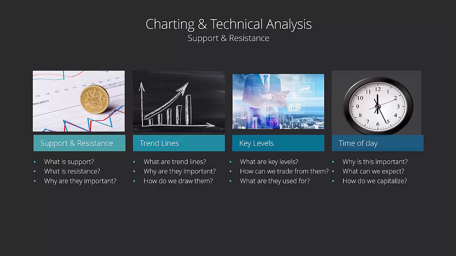And we're going to run through each one in detail. So the first one is support and resistance. So we look at what is support, what is resistance, and why that is important. Secondly, trend lines. What are trend lines? How they're important, and how can we draw them on our chart? Now, three, key levels. A little bit different from support and resistance. I'll explain why, and how can we trade from them, what they're used for.